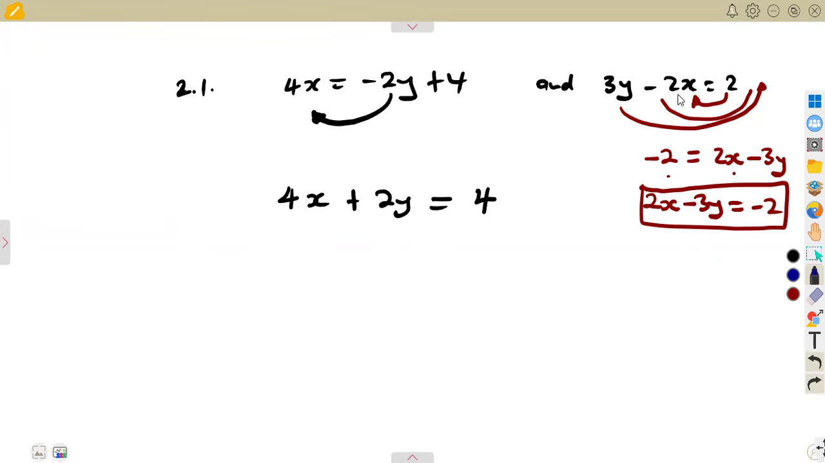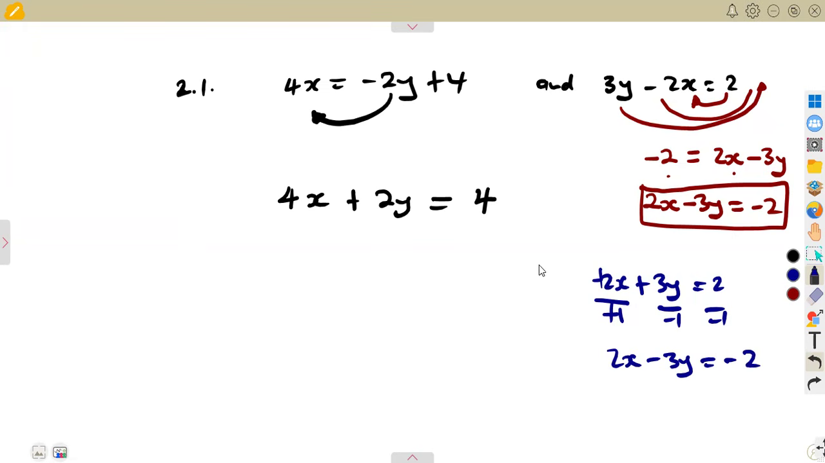Or you can even divide by a negative. Minus 2x plus 3y is equal to 2. Avoiding working with a negative, you can divide through by negative. So this will be 2x minus 3y is equal to what? Minus 2. Nothing has changed. It's still the same equation as what we had before. So you can even avoid that. So that's 2x minus 3y is equal to minus 2.